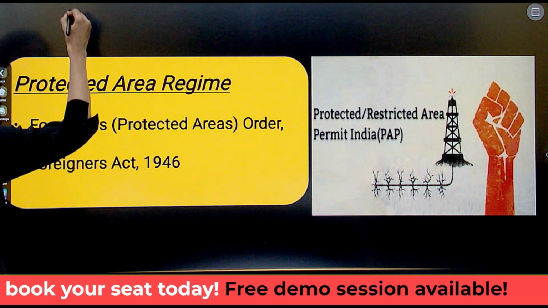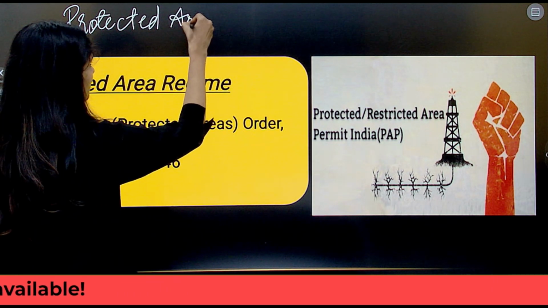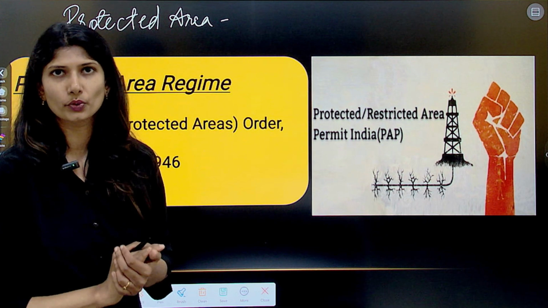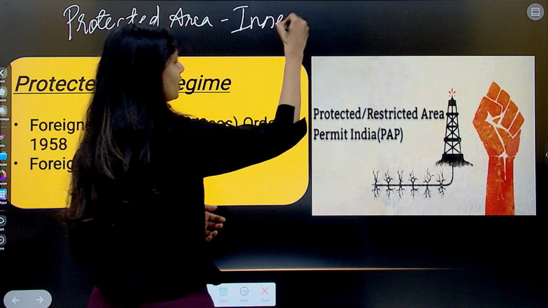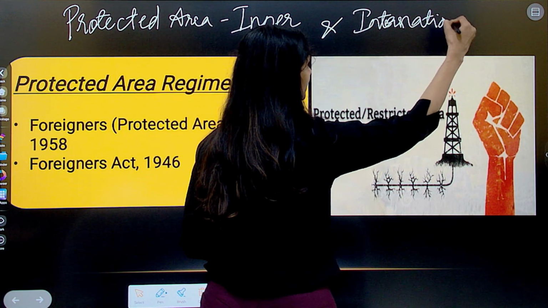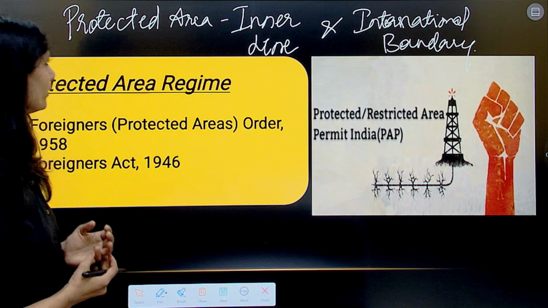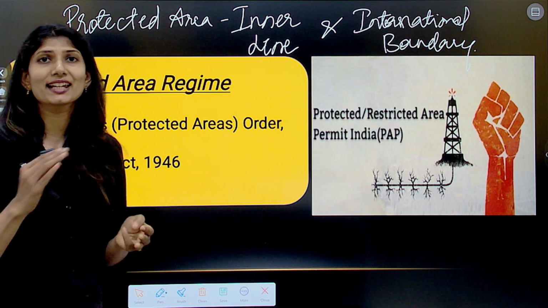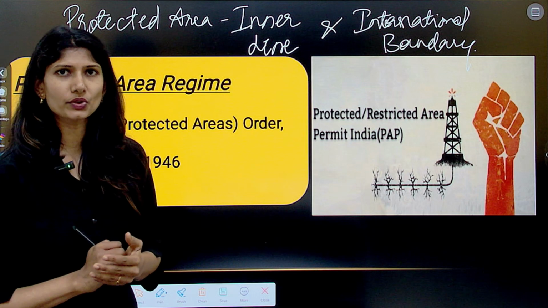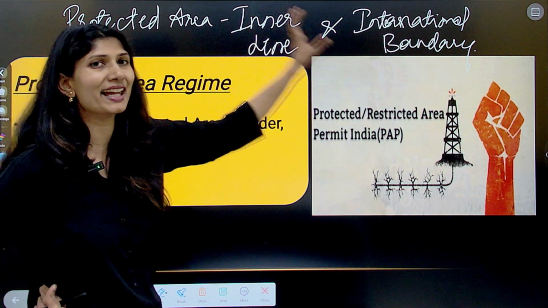Now we will see what is this protected area. The area between the inner line of a state and the international boundary is called a protected area. If any foreigner wishes to enter into this protected area, then he has to acquire a permit. Only then the person can get in. Why was this introduced? This was introduced just to keep track of movement and restrict the access of foreigners in key areas.